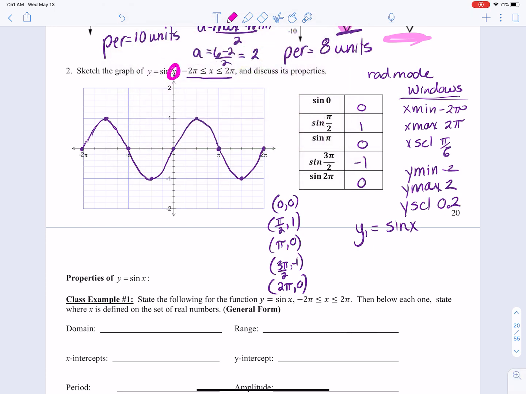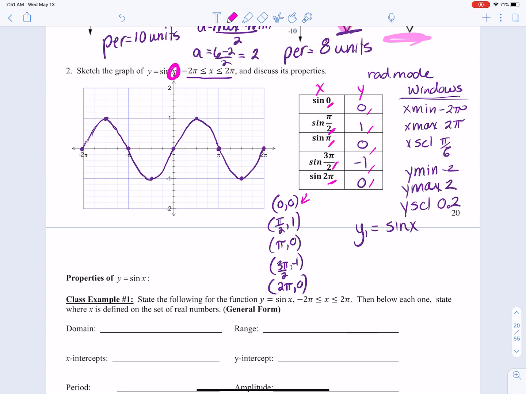X is the angle. So these are our X values, these guys right here. And our Y values are what actually happens if you put sine 0 into your calculator, you get 0. If you put sine pi over 2, you get 1, and so on and so forth. So we end up with these ordered pairs.